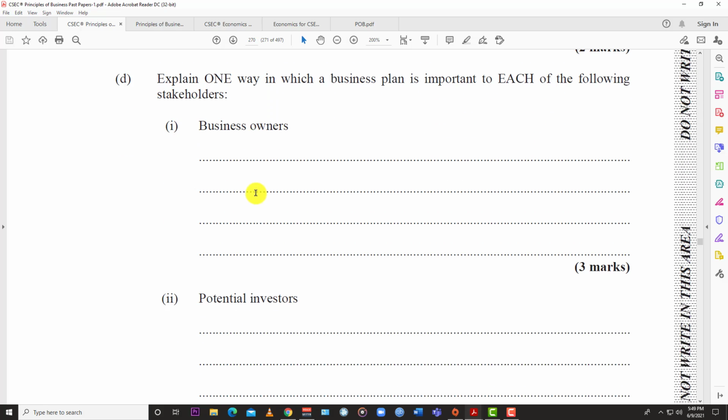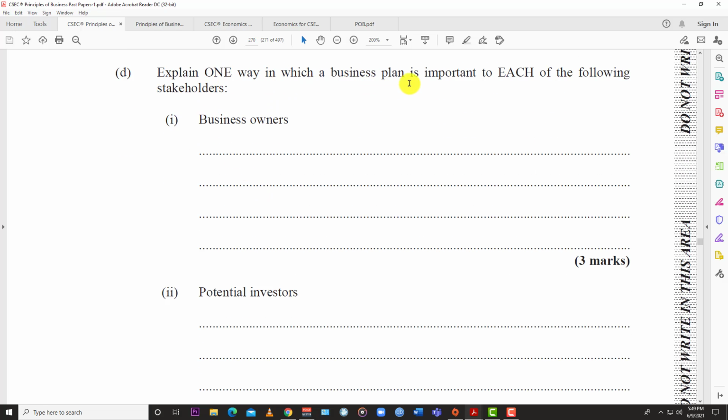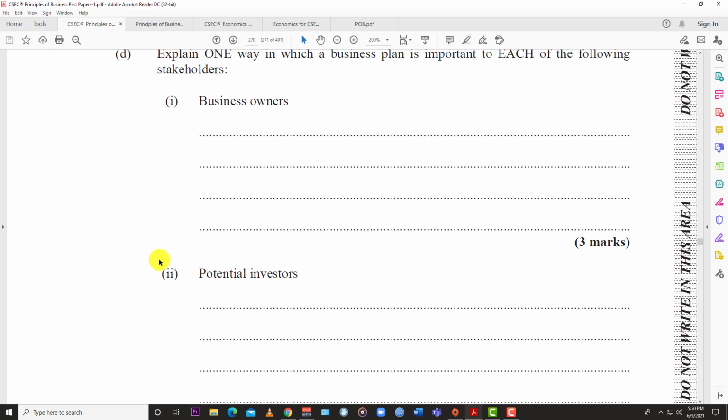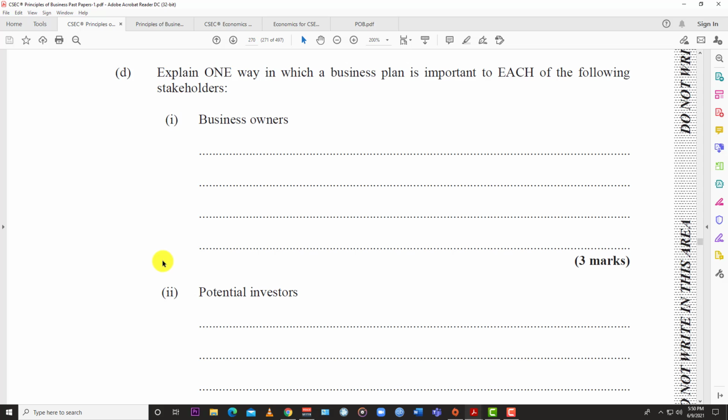And then D(i)(ii): explain one way in which a business plan is important to each of the following stakeholders: the business owner and the potential investor. So one way, the business owner. Of course, the business plan, as I said, is a plan, and it outlines exactly what you want to achieve. So it gives an outline or guideline to help you to achieve what you would like to achieve. That's what the business plan is there for. It's a guideline to keep you on the path, to ensure that you achieve what you're trying to achieve.